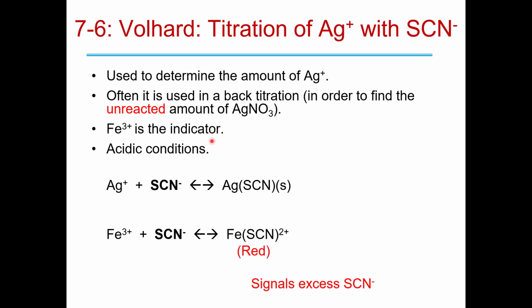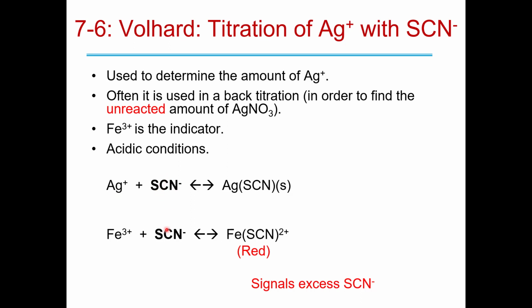Fe3+ is kind of the indicator. We have to do this in acidic conditions to keep the iron in the Fe3+ state and to keep things reacting as they should. So the first thing that happens is the silver reacts with thiocyanate to precipitate insoluble silver thiocyanate. So your solution is going to get cloudy because of this. And then when we've consumed all of the silver that was in our solution, remember this is in our burette now. This is the stuff we're adding from our burette. So we're titrating this silver.